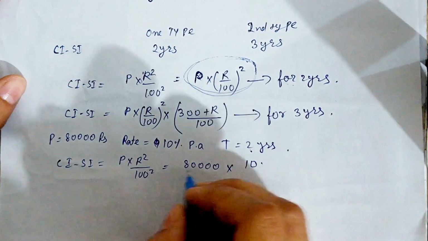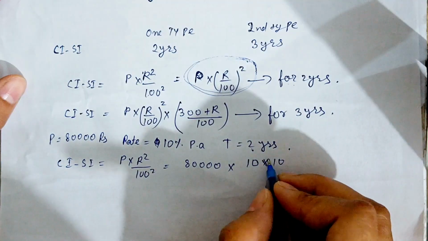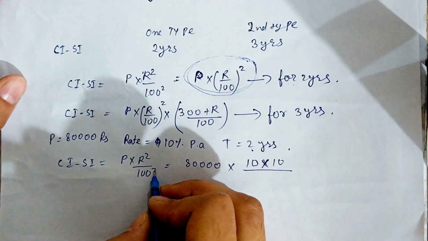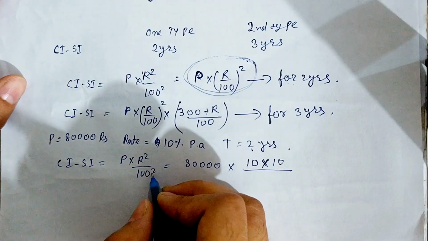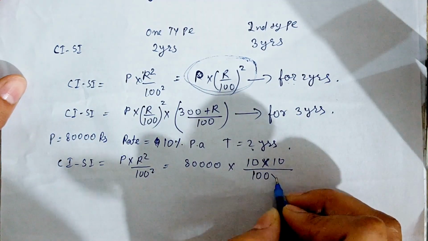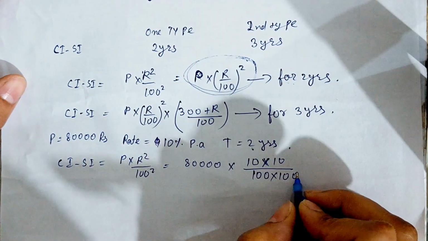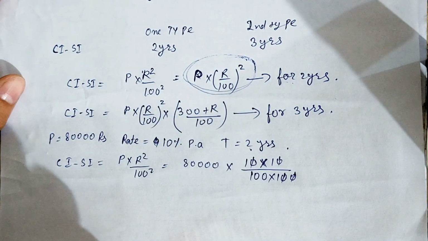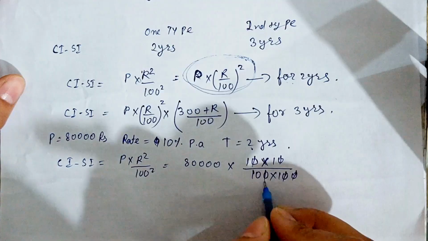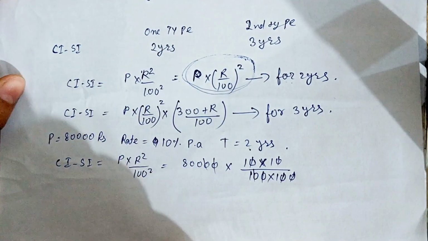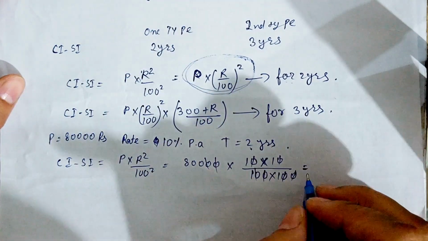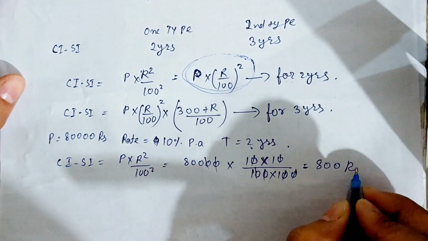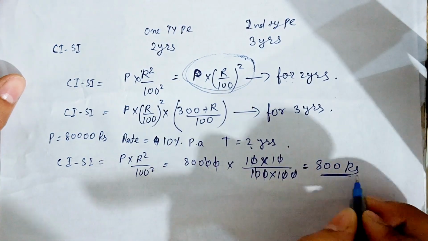So we multiply 10 into 10, and in the denominator we multiply 100 two times, since the power is 2, so 100 into 100. Then 10 and 10 cancel, and 10 and 10 cancel. What do we get as the answer? Only 800 rupees. It is the final answer, children.